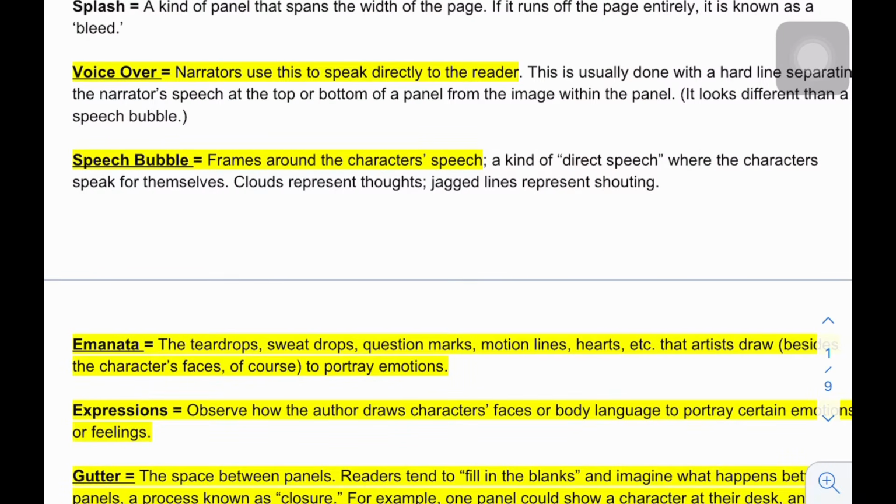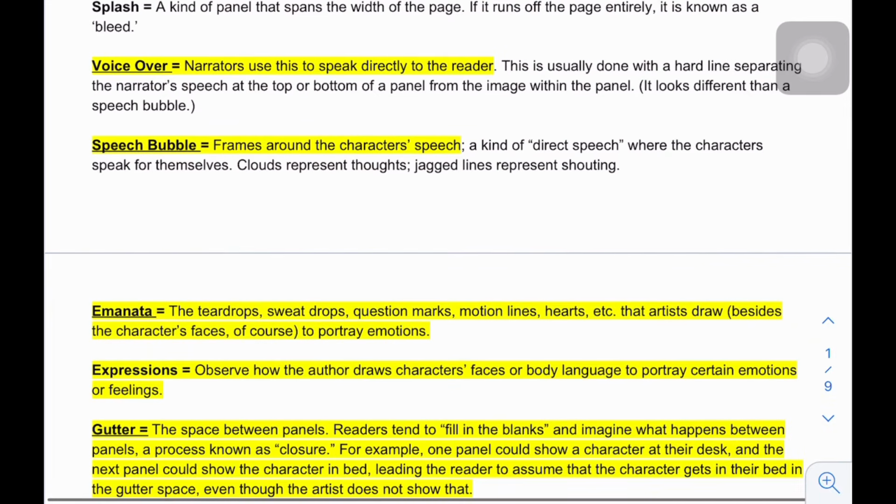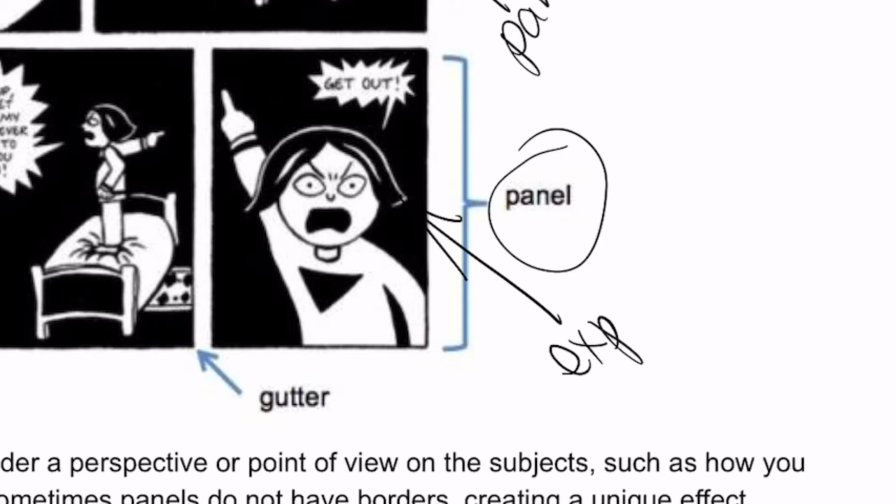Also, going along with emanata, we have expressions. So that's how the author draws the characters' faces or body language to portray certain emotions. So if you want to look at expressions, this is a good example of an expression right here. You can tell that she is very angry.